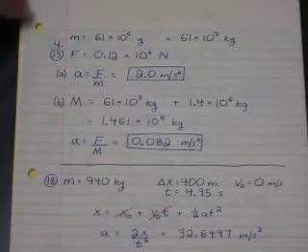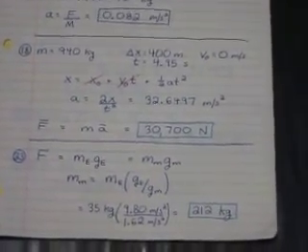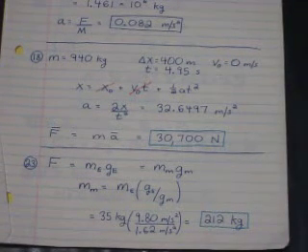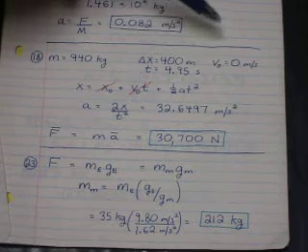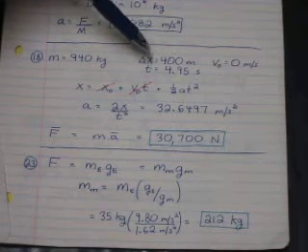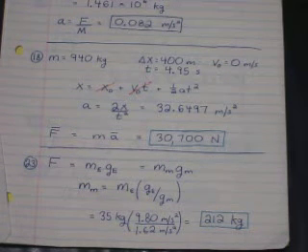Number 18, starting from rest. Race car. You're given its mass, its displacement, initial velocity 0, time 4.95 seconds. So we need to find the average force, and first thing we need is the acceleration.